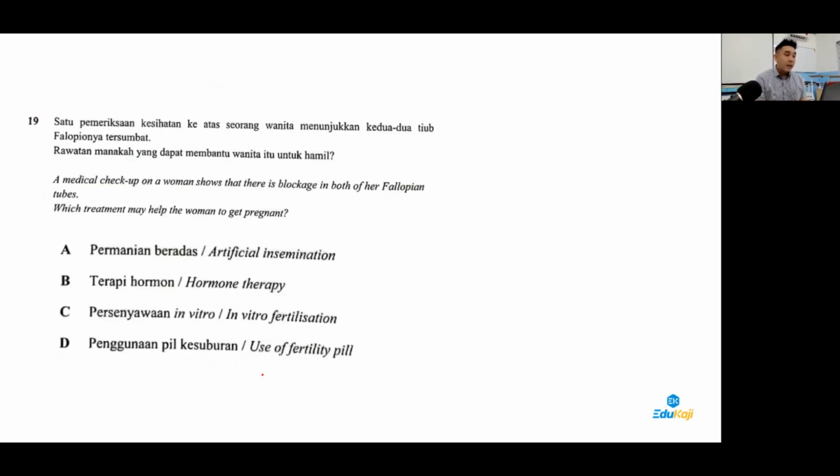Now, number 19. A medical checkup shows that there is a blockage in her fallopian tube. So, guys, a very simple question. If there is a blockage, normally you have to carry out IVF: remove the ovum, then fertilize, then inject it back into the uterus. Okay, 19C. You don't simply send her for hormone therapy. It doesn't help because the problem is the fallopian tube.